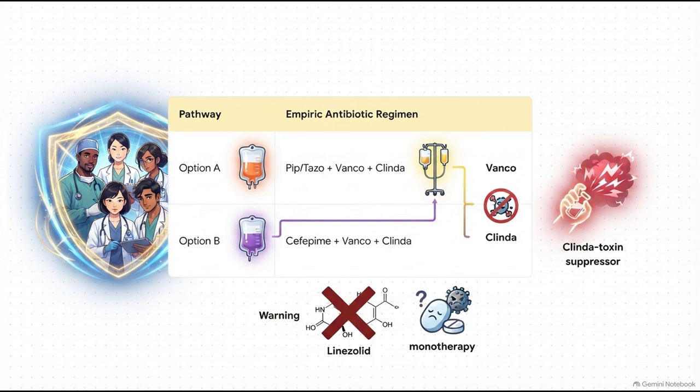Speaking of antibiotics, let's talk about the heavy-hitting empiric regimens based on the Intermountain Health Guidelines. You need broad coverage right now. Option A is your classic triple threat, PIP/Tazo combined with Vanco and Clinda. If you're dealing with a severe penicillin allergy, option B swaps in cefepime. Notice that clindamycin is a non-negotiable staple here. Why? Because it specifically suppresses bacterial exotoxin production, which is what's driving all that rapid tissue destruction.